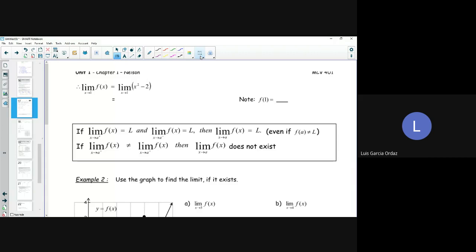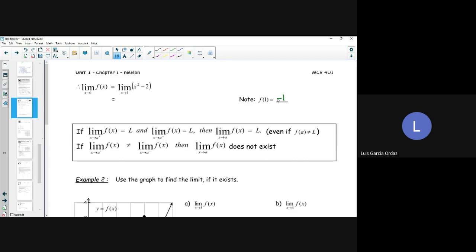Which means, therefore, the limit as x approaches 1 of f of x is equal to the limit as x approaches 1 of x squared minus 2, which is equal to negative 1. Note that when we actually input 1 into our equation, we get negative 1, which makes sense because our limit is approaching that y value as we get closer and closer to x equals 1.